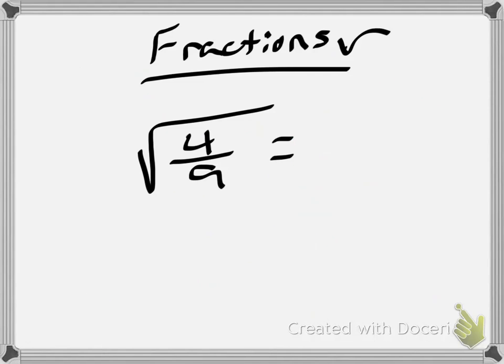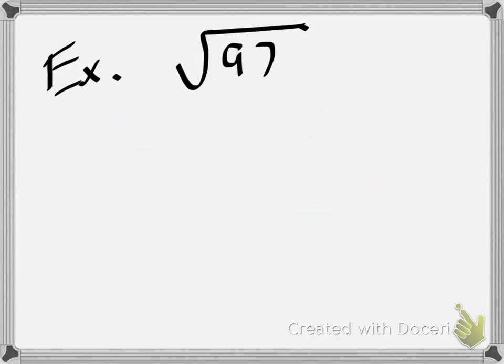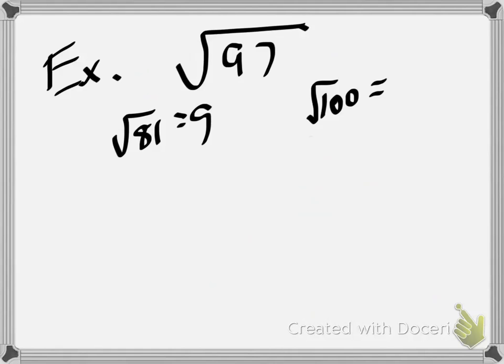Let's try another one. Let's try the square root of 97. Well, I know that 9 times 9 is 81, so square root of 81 is 9. And the next whole number up, square root of 100, would be 10. So I know that 97 is somewhere between 81 and 100. Let's figure out the differences. It's going to be 16 away from 81 and 3 away from 100.